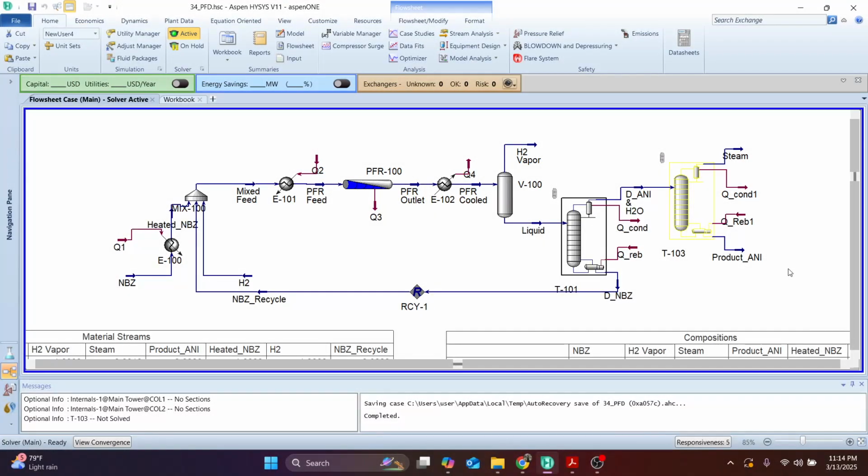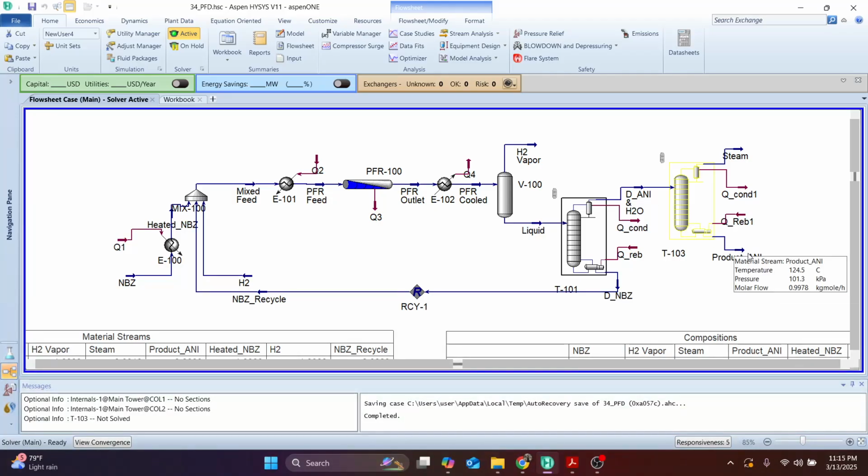Hello viewers, in this very first video of mine, we will be starting to discuss some of the process simulation conducted in Aspen HYSYS. For our very first case, we will be discussing a rather simple one. The process is about the hydrogenation of nitrobenzene to produce aniline as the main product here.